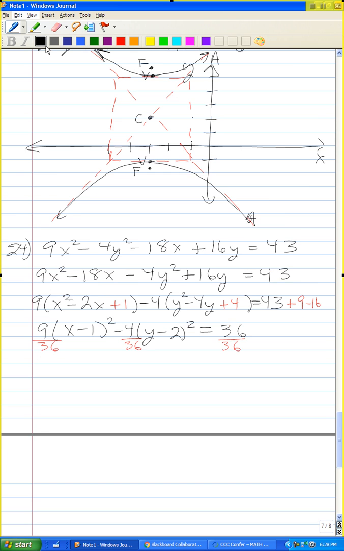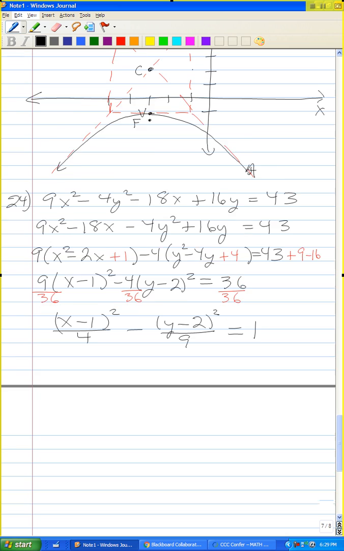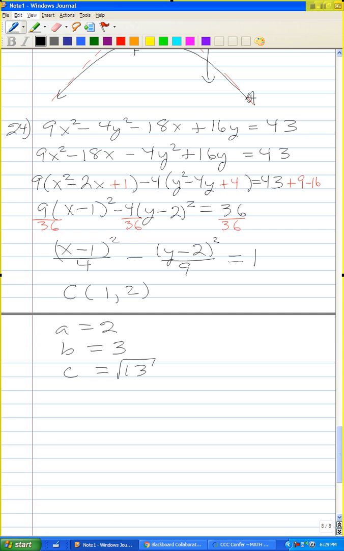And so I get x minus 1 squared over 4 minus y minus 2 squared over 9 is equal to 1. And so the center of my hyperbola is at the point 1, 2. A, the square root of 4, is 2. B, the square root of 9, is 3. C squared, 4 plus 9, is 13. So C is equal to radical 13. Let's determine the equation of my asymptote.